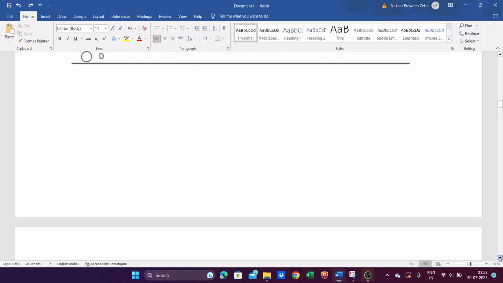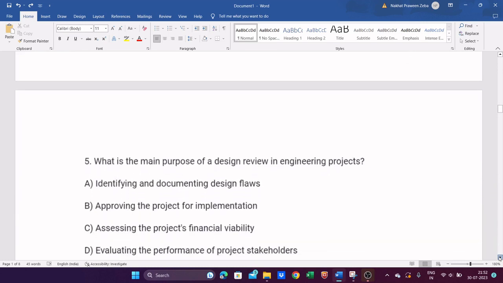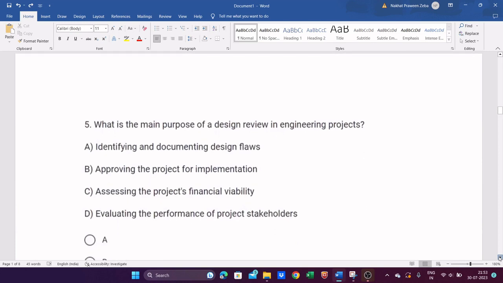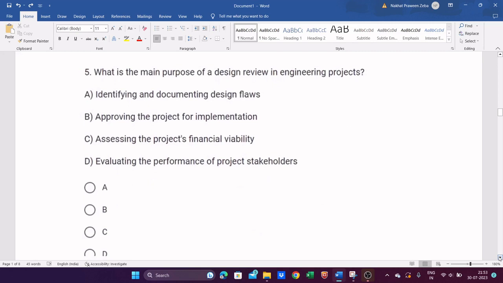So total 5 questions were there from this critical thinking section. Question number 5 is, what is the main purpose of a design review in engineering projects? Main purpose of design review. Okay. So identifying and documenting design flaws. No, only on not focusing on design flaws. Approving the projects for implementation. Obviously, assessing the project's financial viability. Yes. Evaluating the performance of project stakeholders.